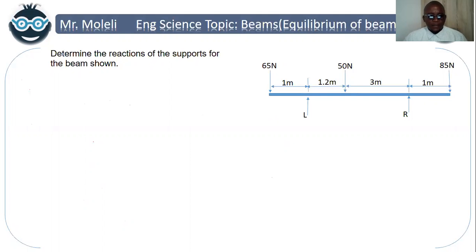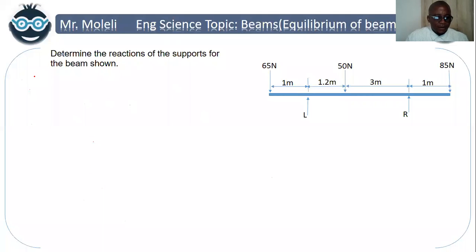Let me read the question. It says, determine the reactions of the supports for the beam shown. So you must first decide which one you want to make zero. That is a turning point. I usually like starting on my left.